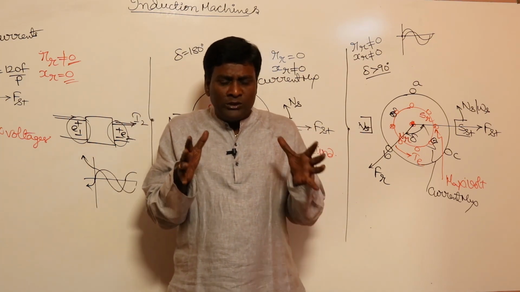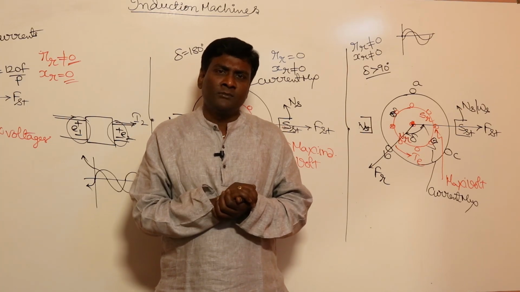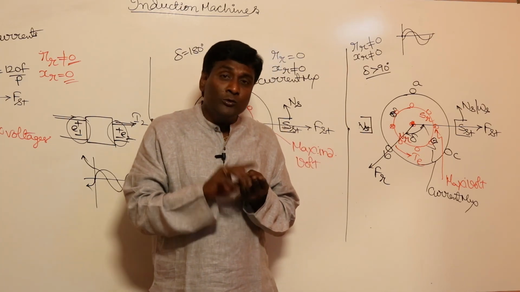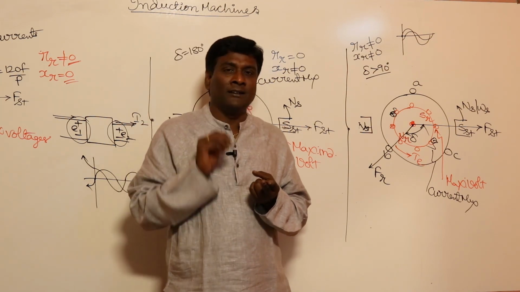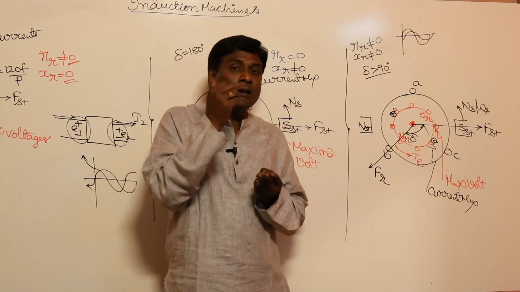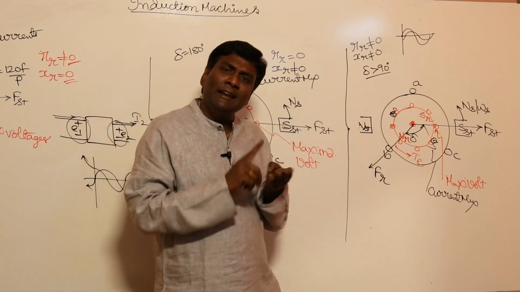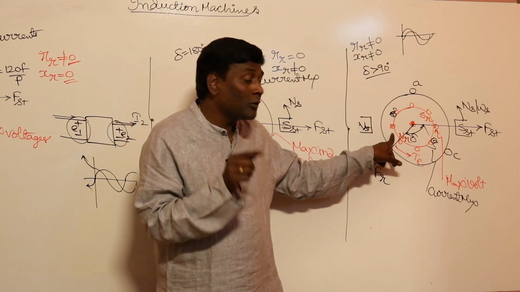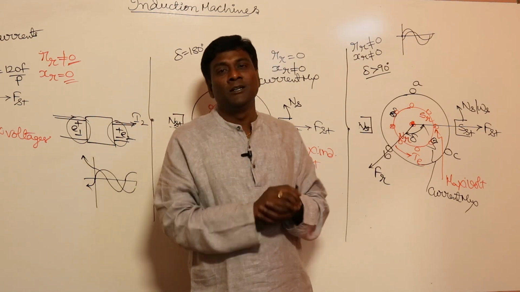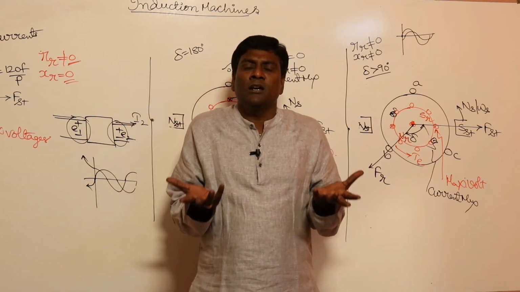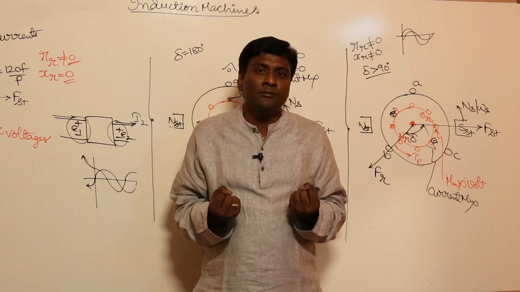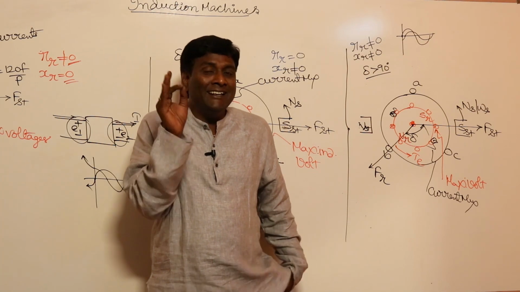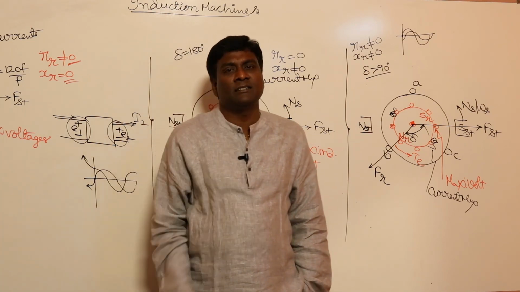Because, if they don't give some data in your question, if they don't give anything about stator core loss, neglected. If they don't give anything about mechanical losses, neglected. If they don't give anything about stator copper loss, neglected. But if they don't give anything about rotor copper losses or rotor resistance, you have to find it, because without having rotor copper loss, torque will not be developed. That means even in ideal conditions of an induction machine, efficiency is less than 100%.